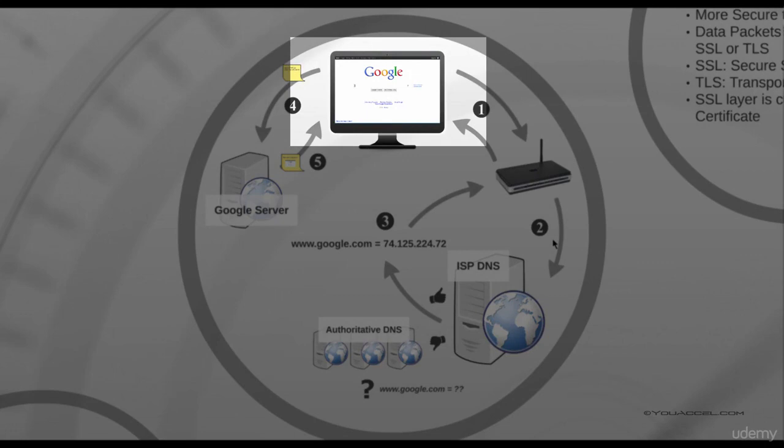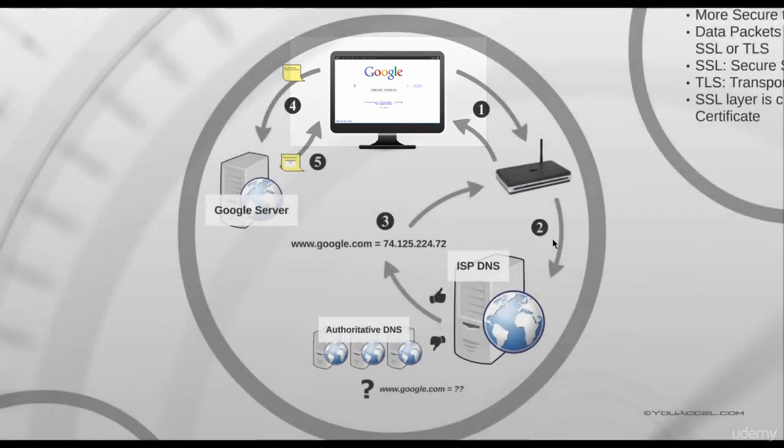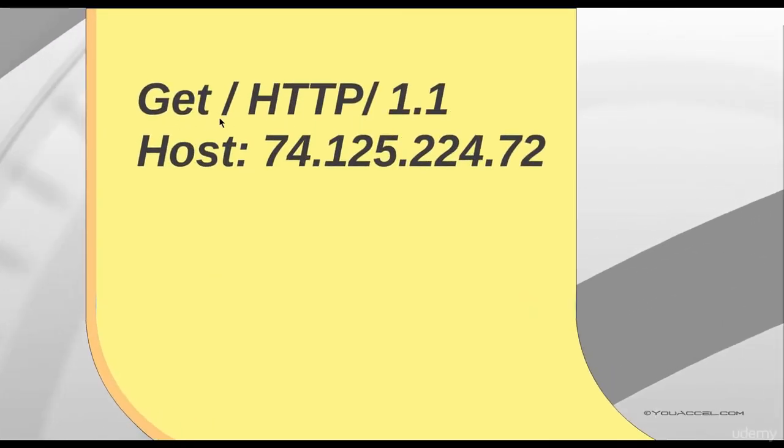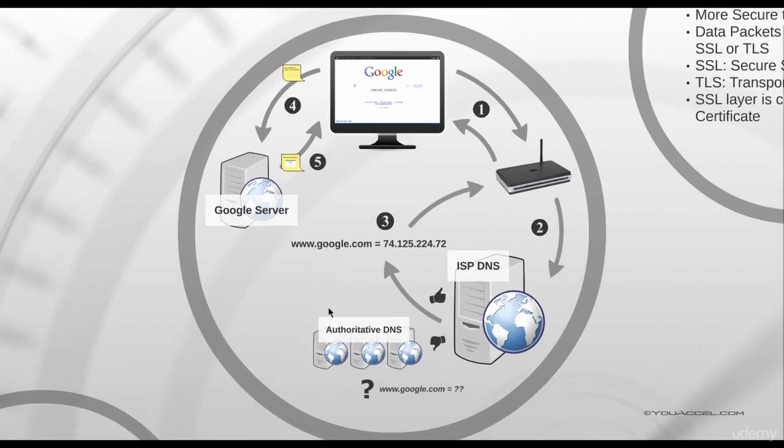A GET request for www.google.com would look something like this. GET, and then the HTTP protocol, and the name of the host. This is the IP address for the google.com webpage. If the GET request is successful, google.com will send back packets with the HTML code for the home page.